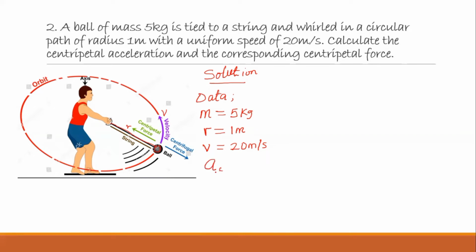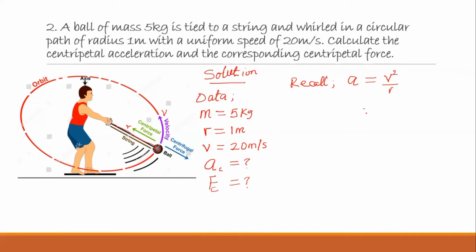I use a, subscript c, for the centripetal acceleration, which is unknown, and for the corresponding centripetal force, I use F, subscript c, also unknown. So recall this formula as well, that centripetal acceleration is equal to V squared all over R. It's as simple as this.